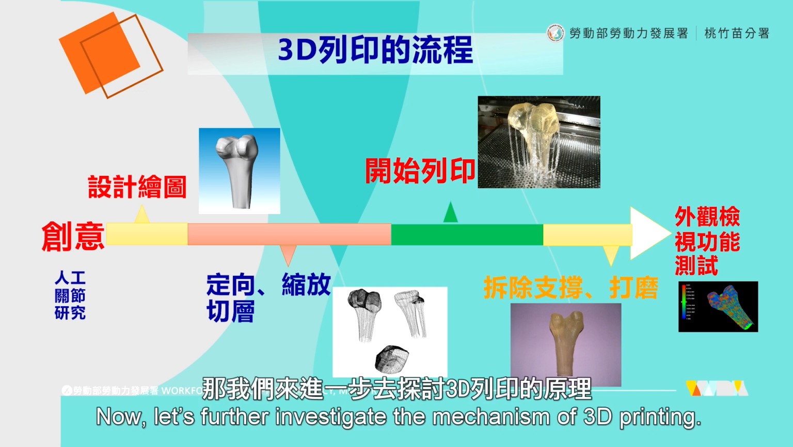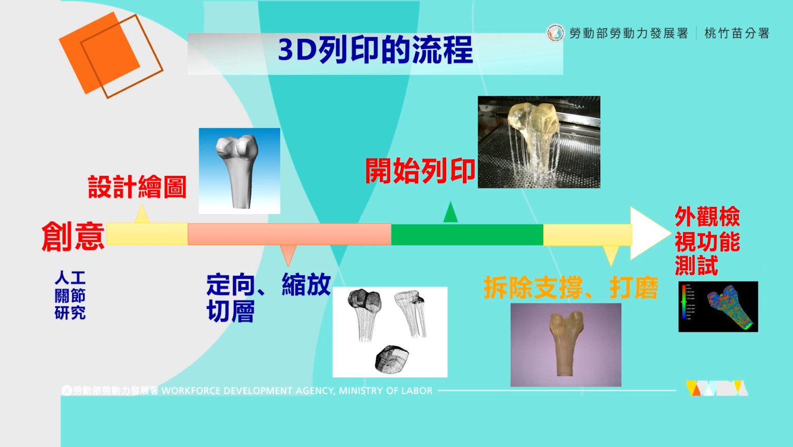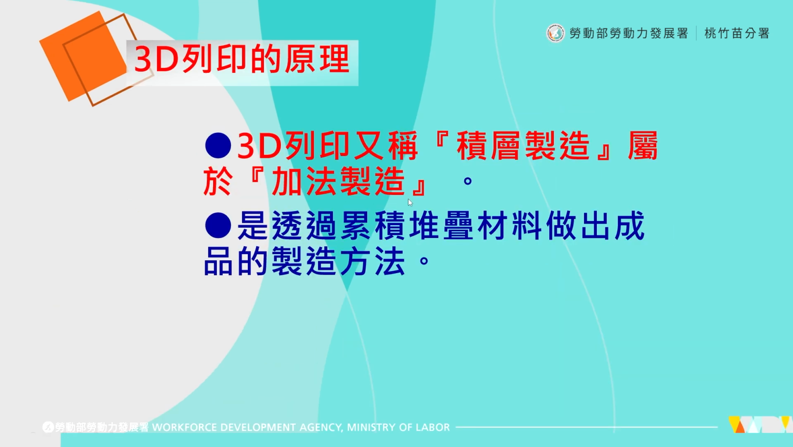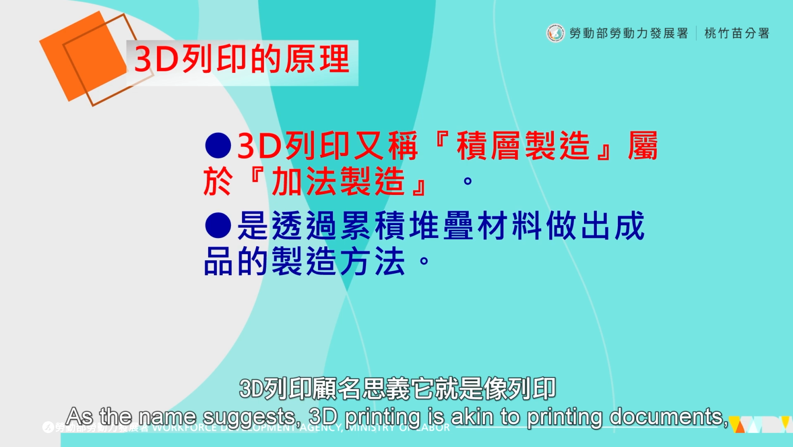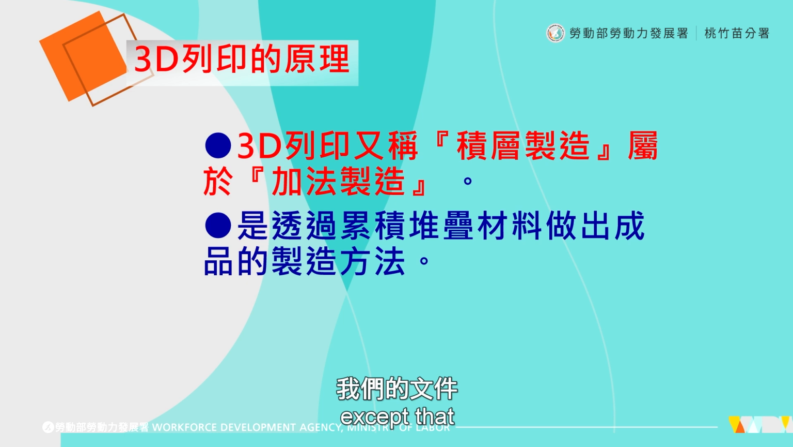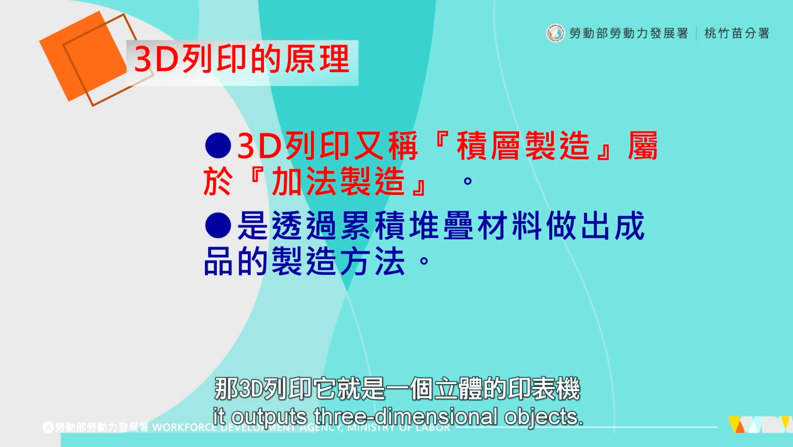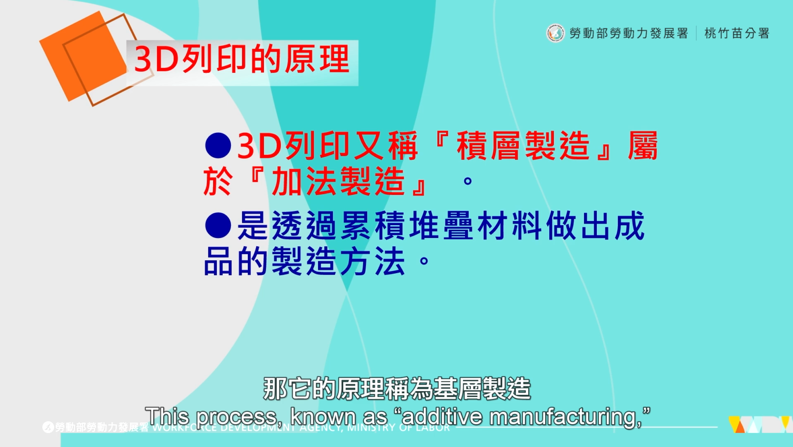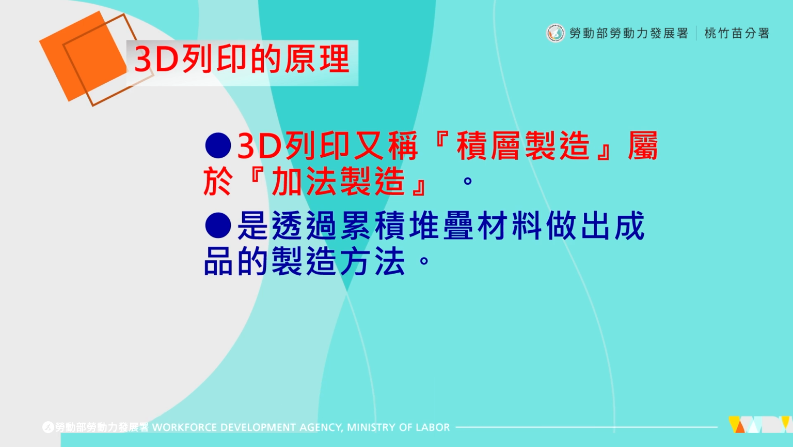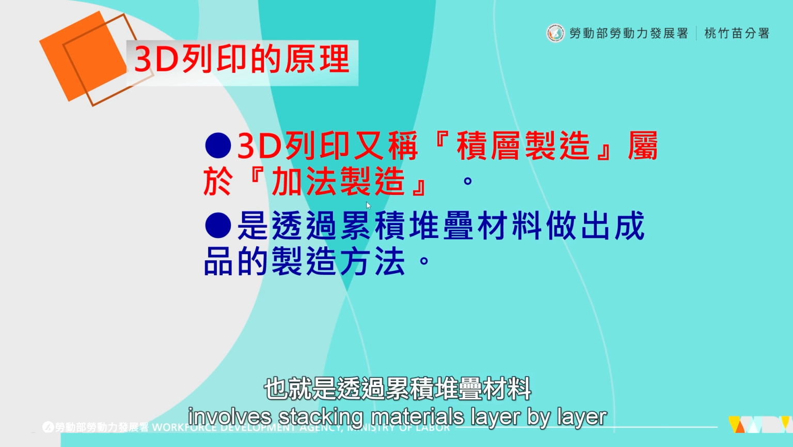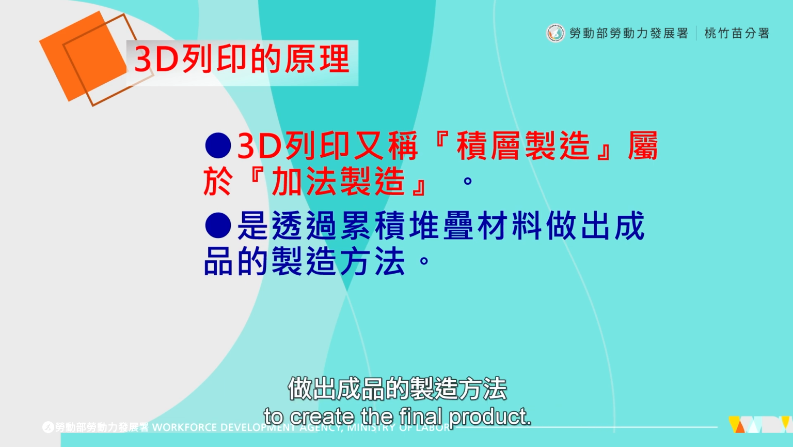Now let's further investigate the mechanism of 3D printing. As the name suggests, 3D printing is akin to printing documents, except that it outputs three-dimensional objects. This process, known as additive manufacturing, involves stacking materials layer by layer to create the final product.